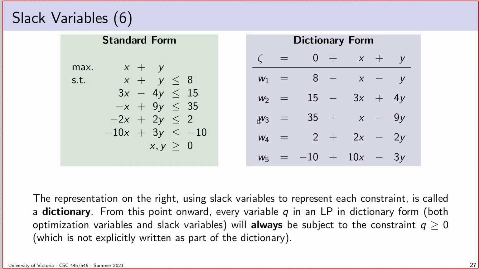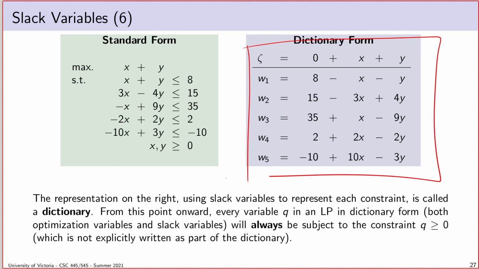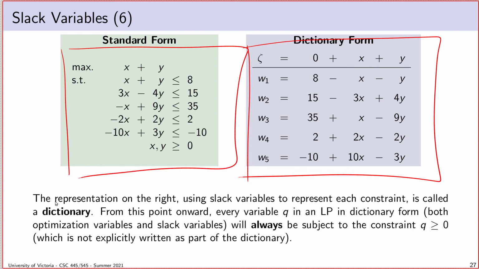So we call the thing on the right a dictionary. And to be clear, if you see a dictionary, whether or not I tell you it's a dictionary, if it's in dictionary form, you must assume that every variable I use is subject to a non-negativity constraint, whether I write it or not. If I say the LP is in standard form, then this should be present, but if I've omitted it, that might be an accident. If I don't tell you an LP is in standard form, unless I explicitly constrain variables, you shouldn't assume that they're going to be non-negative.